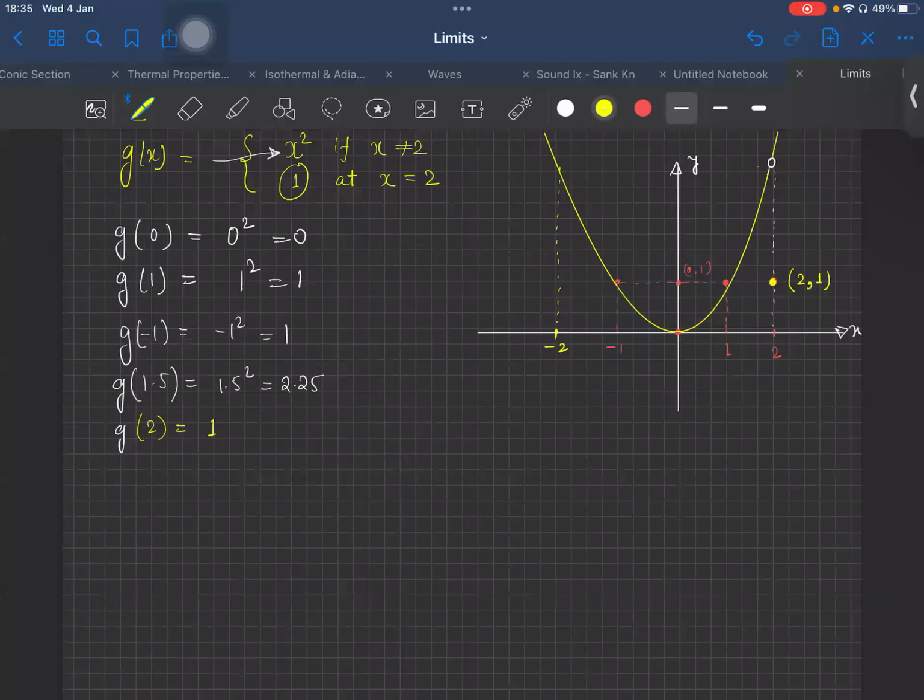So this is the second example. Now g of x is always x square, but at x is equal to 2, the value of the function is 1. That means this is the curve. So there is a break here, right? We all can see there is a break. So the function is not continuous at x is equal to 2.